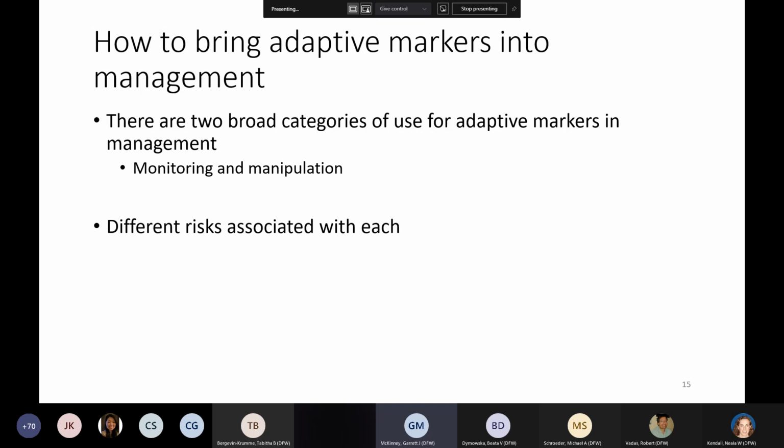So once we know that a marker is adaptive, how do we actually bring that into management? There are two main things that we can do with adaptive markers in management. We can do monitoring or manipulation, and there are different risks associated with each of these.